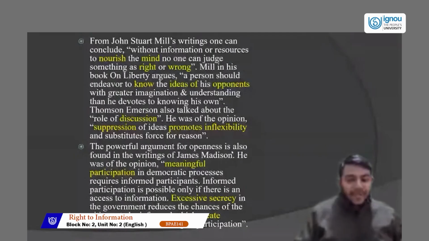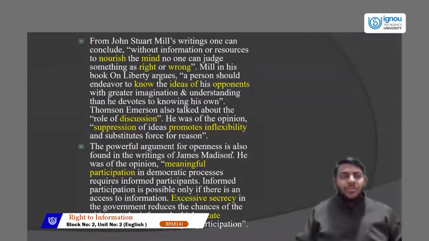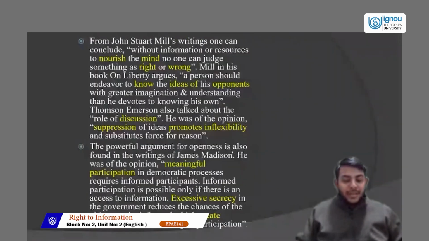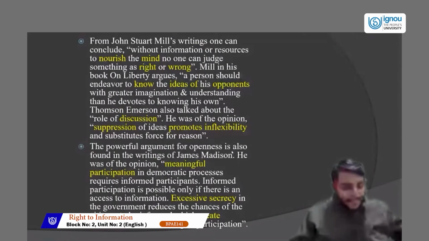So excessive secrecy can prove to be counterproductive for any government, and it may lead to rebellions or revolutions, because it reduces the participatory role of the citizens in the process of governance. And so that is why the distrust and the gulf between the citizens and the government increases, which can prove to be counterproductive for the very survival of the government or the regime itself.